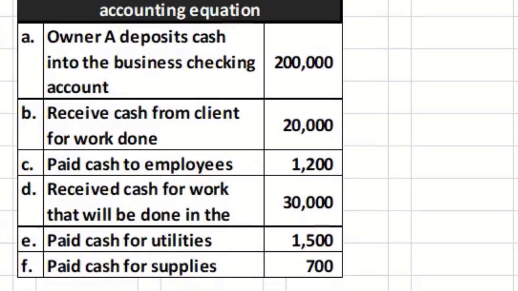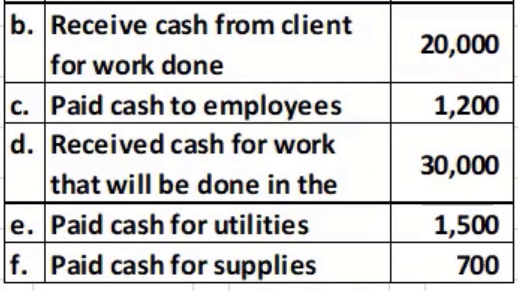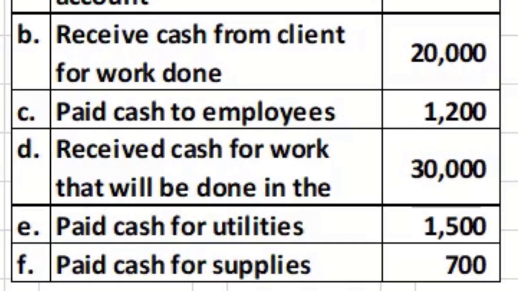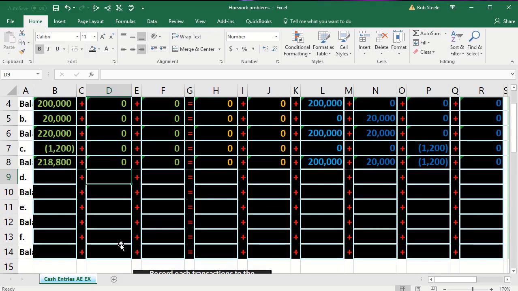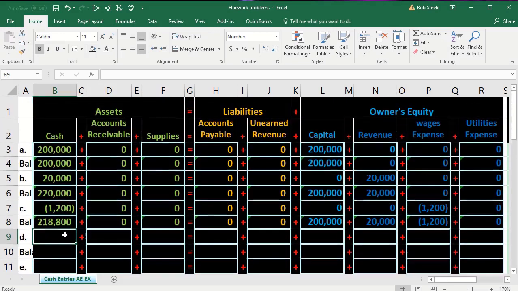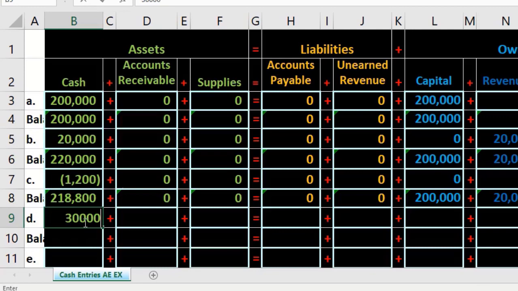Next item, we're saying D, received cash for work that will be done in the future. That should be, we're going to do work in the future, and we already got the cash. So I'm going to say cash is cash affected, that being the first question for transaction D. And of course it is. We got cash, received cash. So I'm going to say 30,000 for the cash.